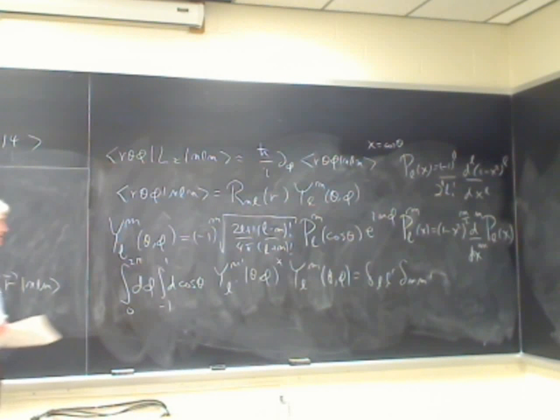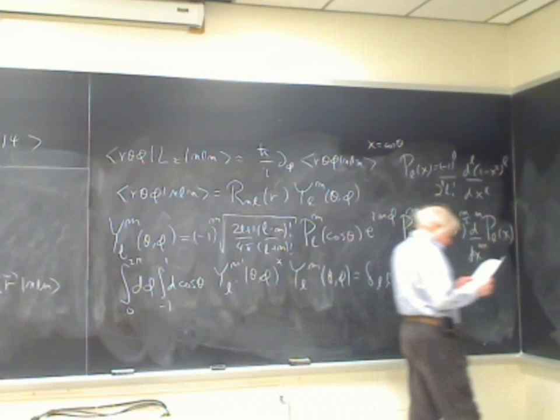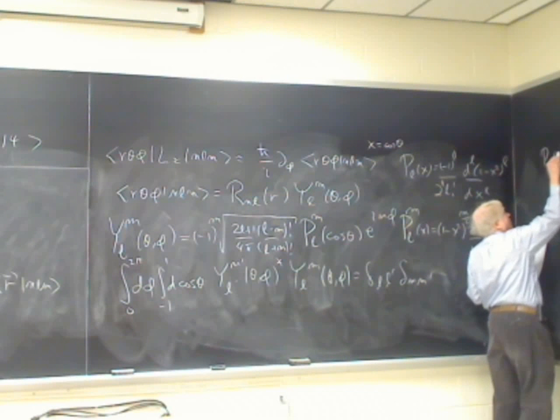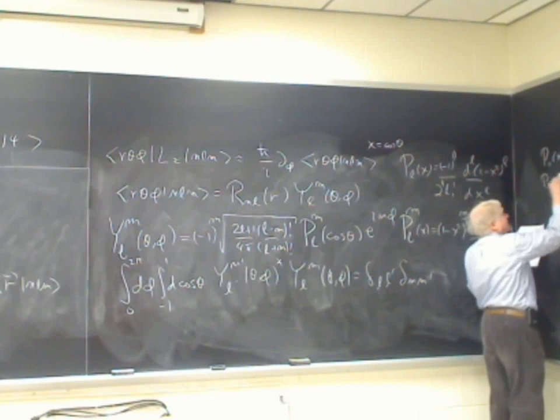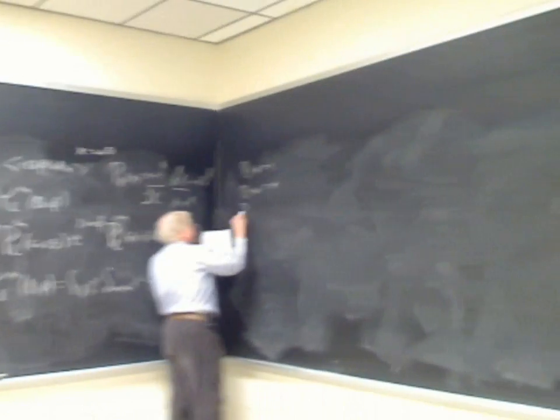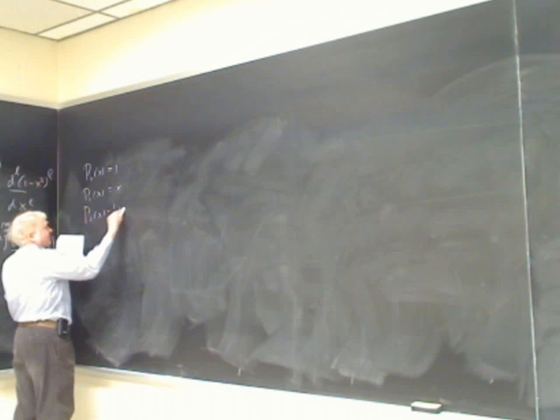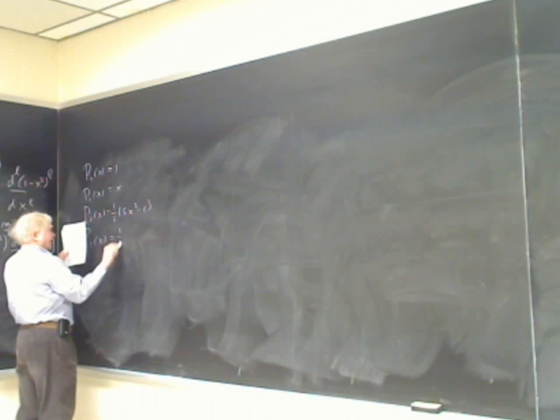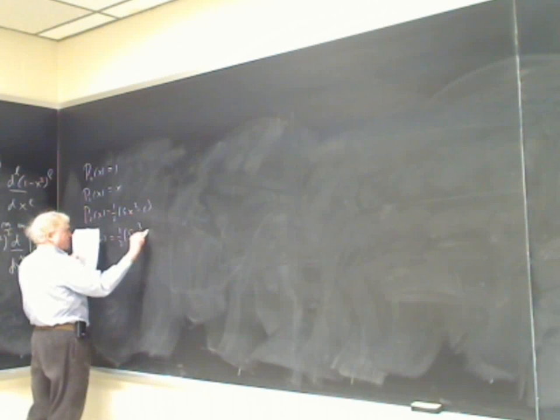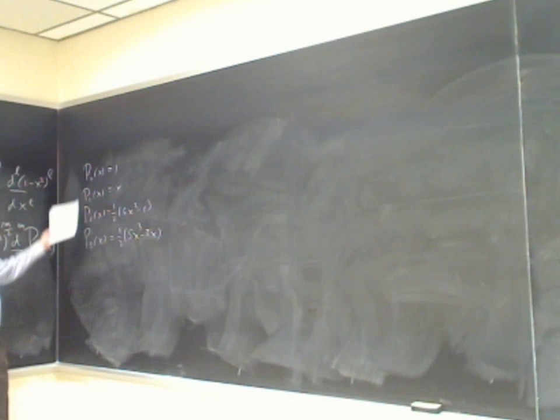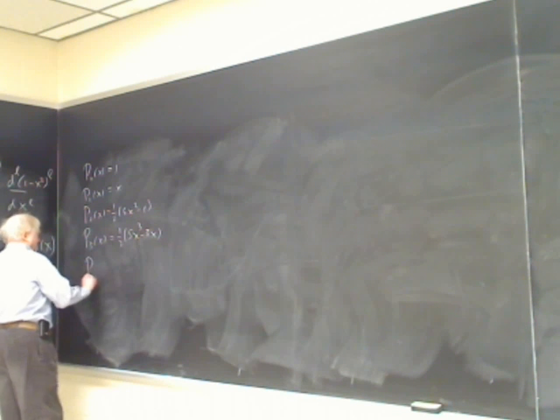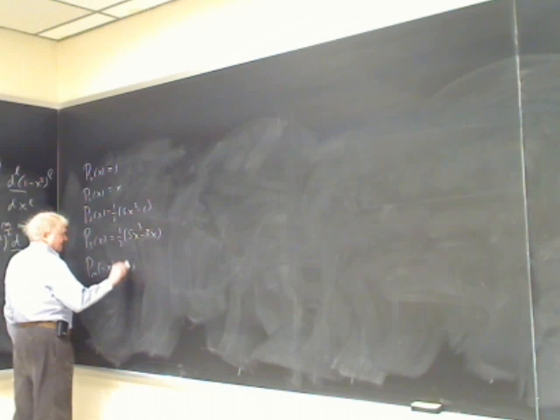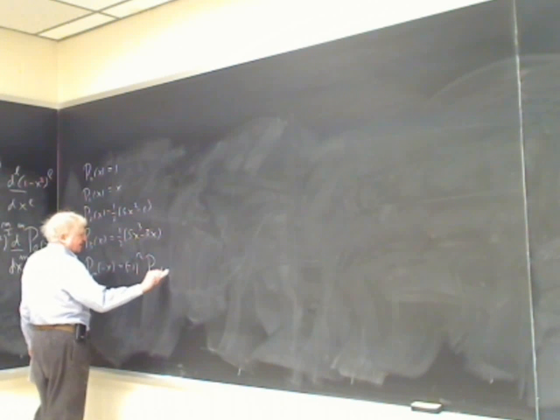In any event, the angular stuff is codified here. P_0 of x, of course, is 1. P_1 of x is x. P_2 of x is a half, 3x squared minus 1. P_3 of x is a half, 5x cubed minus 3x. So you see the odd ones are odd in x. The even ones are even in x. So in other words, P_n of minus x is minus 1 to the n P_n of x.